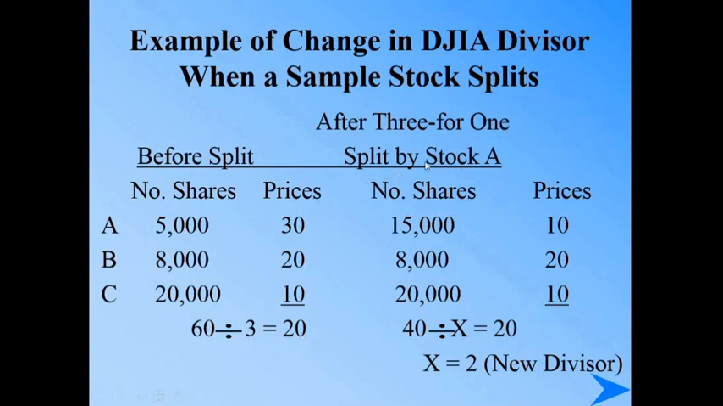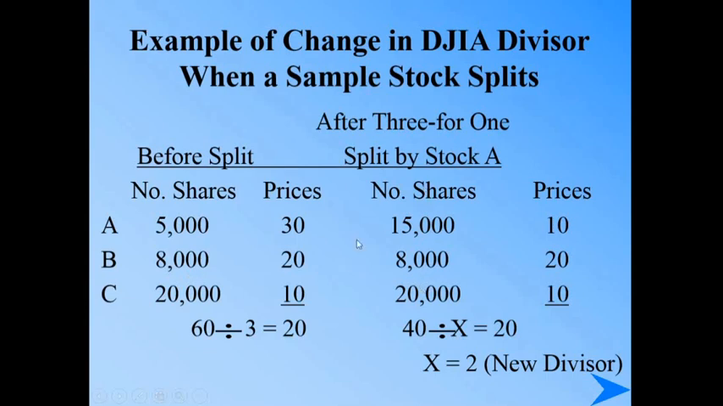Now let's say in the second case that company A has split its shares, and one share is split into 3 shares. So its shares become 15,000. From 5,000 it increased 3 times, so there are 15,000. For B and C it remained constant.